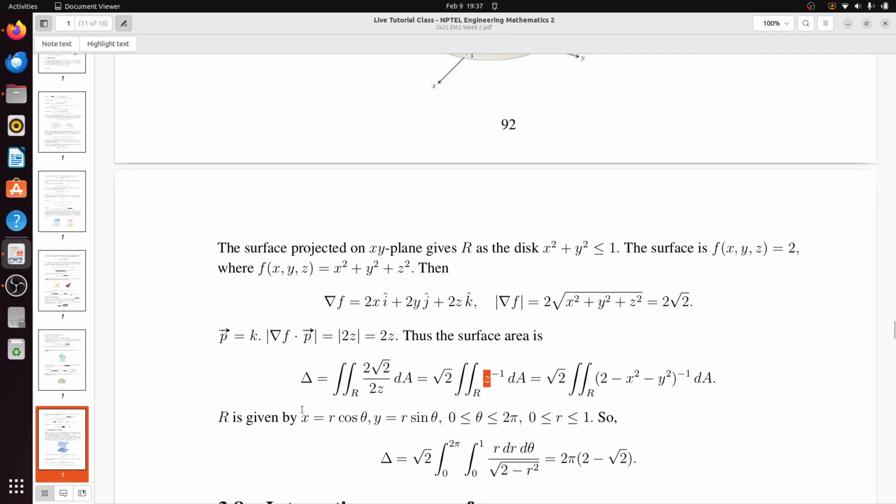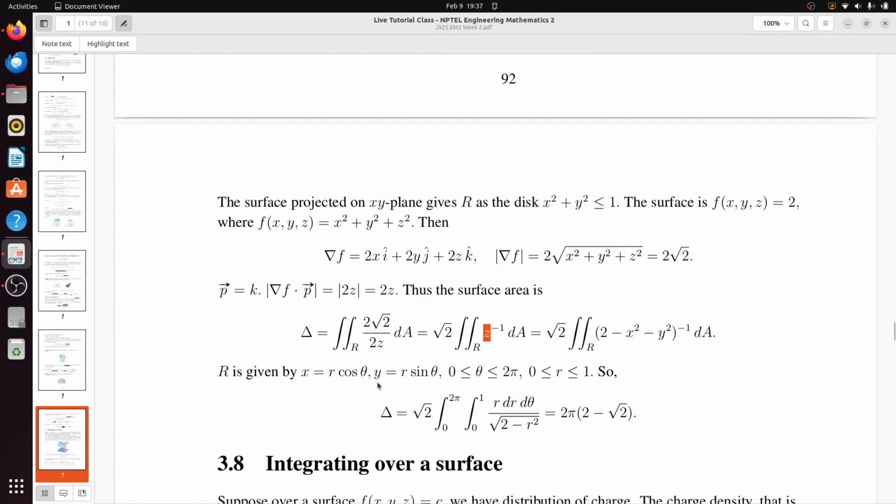Now you use substitution, x as r cos theta, y as r sin theta, 0 less than or equal to theta less than or equal to 2 pi, 0 less than or equal to r less than or equal to 1. So your surface integration becomes square root of 2 times the integral from 0 to 2 pi, 0 to 1 of r dr d theta by square root of 2 minus r square. So the final answer will be 2 pi into 2 minus root 2.